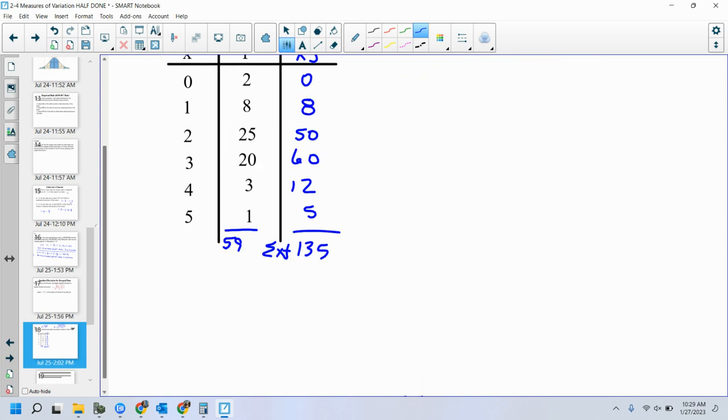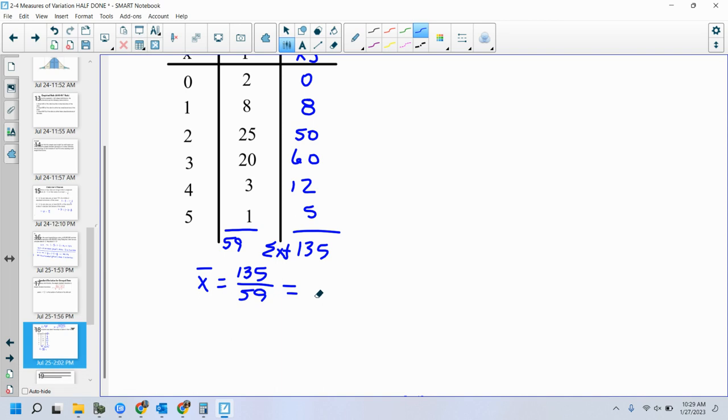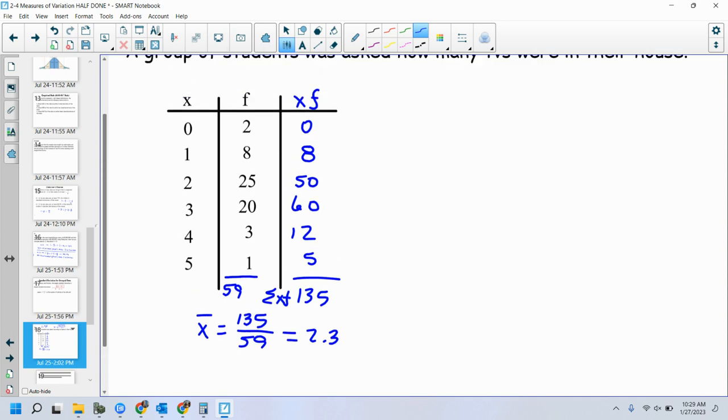So that means my average, my x bar, is 135 over 59, which is 2.3 for our rounding purposes. Yep, that's what I got, 2.3. So that means within our frequency distribution, the average person of what we surveyed has about 2.3 TVs in their house.